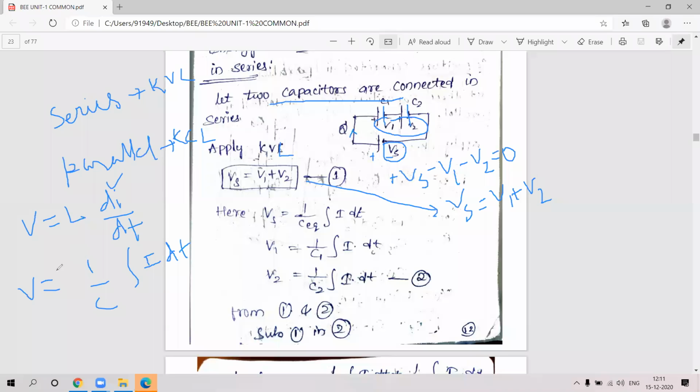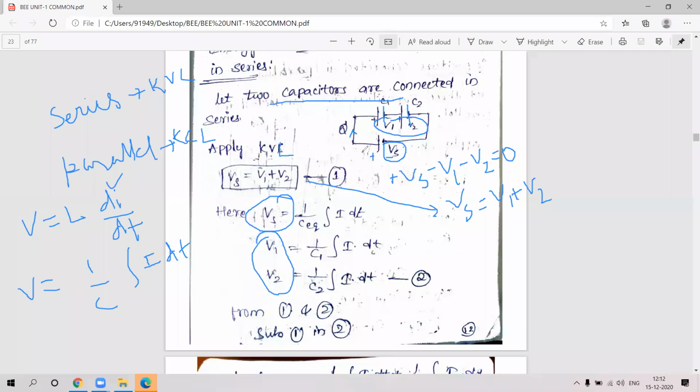Here, a total of three voltages are there. Vs is the supply voltage, and these two are drops. This is the potential rise, these are potential drops. So the potential rise Vs is equal to 1 by C equivalent integral I dt. Here only one current flows, that means charge is flowing. The rate of flow of charge is nothing but current. Charges are accumulating across the capacitor.